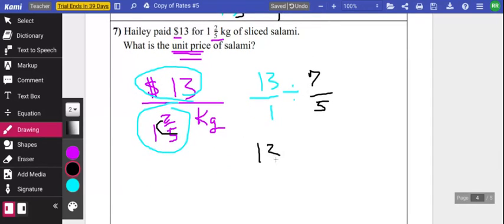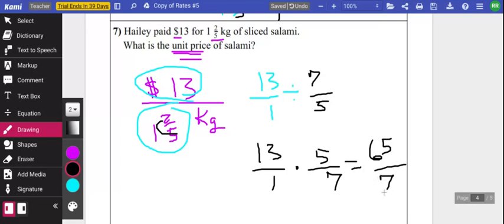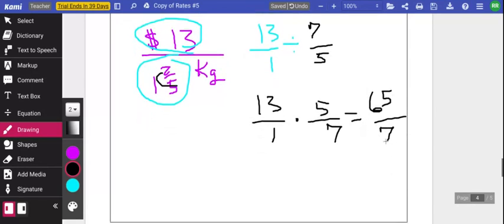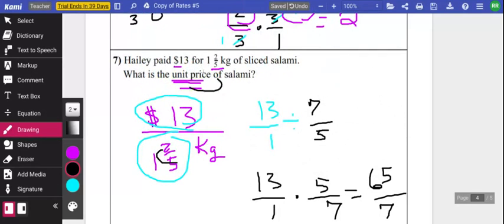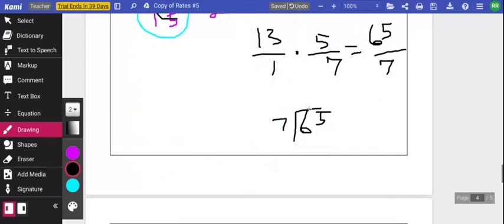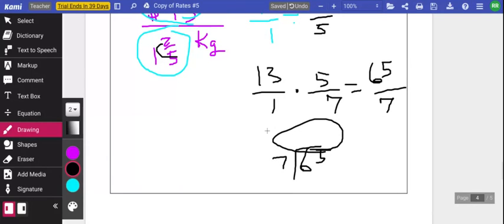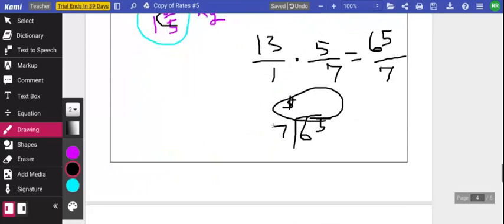And so now I can keep 13 over 1. I can flip, and I can change. Okay, 13 times 5, that is 65. 1 times 7 is 7. So I get 65 over 7. So I can divide top by the bottom to figure out her unit price. Okay, remember money has 2 digits after the decimal. So divide 65 by 7 and of course write this in terms of money, right? So we want price for 1 kilogram of salami.